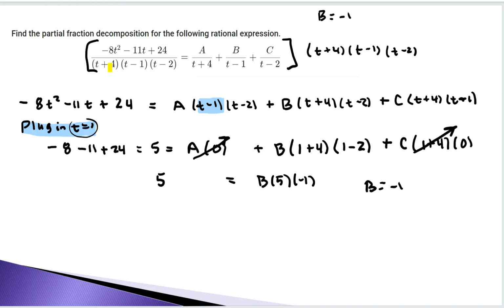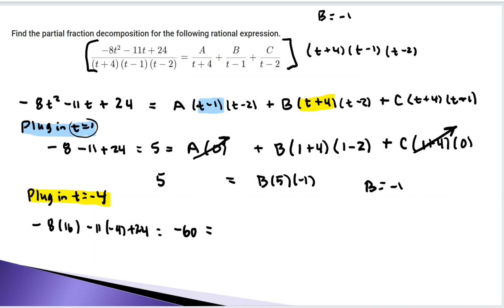Let's plug in t equals minus 4 and see what happens. So I'm looking for things that make those factors equal to 0. See how nice it is when I keep it factored. This is going to give me negative 8 times 16 minus 11 times negative 4 plus 24. And that works out to be negative 128 plus 44 plus 24. That gives me a negative 60.